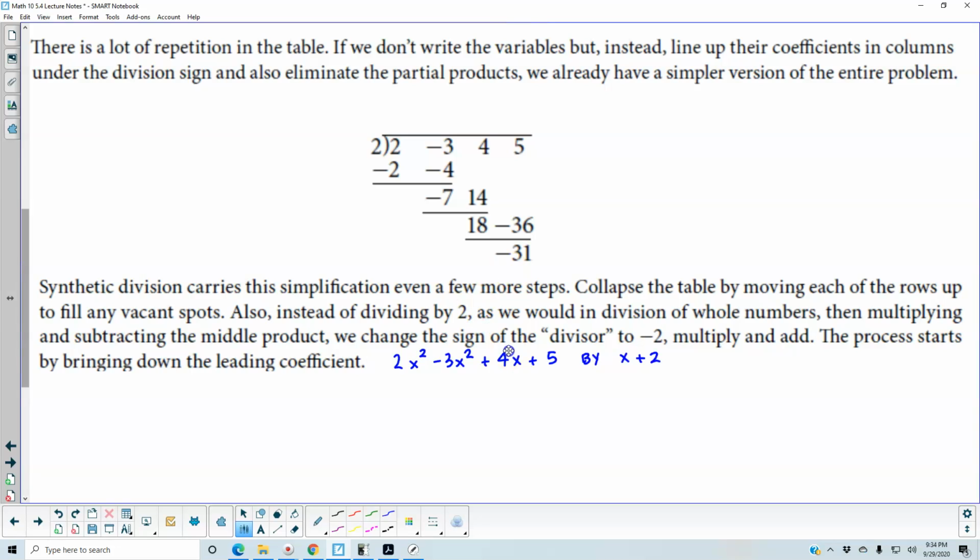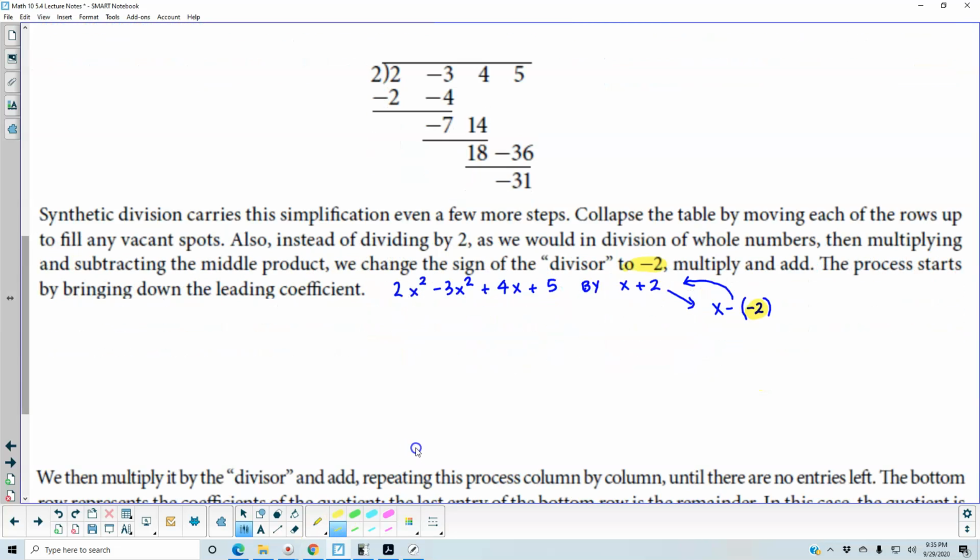Now, the one thing we want to be careful of is that we want to make sure that this is in the form of x minus, and then we're going to take the value of whatever that is here. So we got a minus 2, because x minus a negative 2 is the same thing as x plus 2. And so what we want to focus on is this number here, and that's why we're looking at the sign of the divisor to be negative 2. Okay, so this is how we're going to set this up.